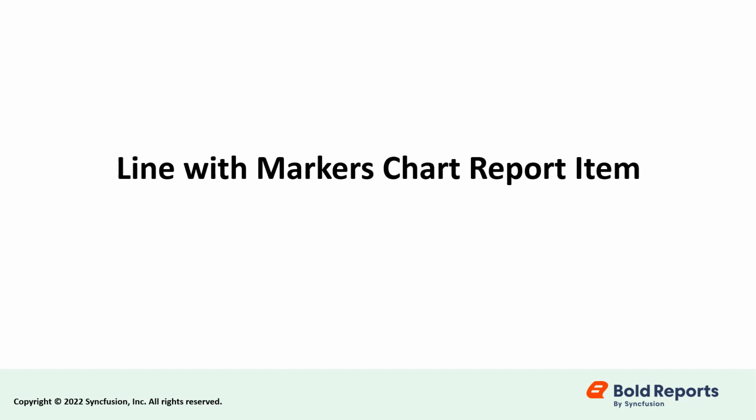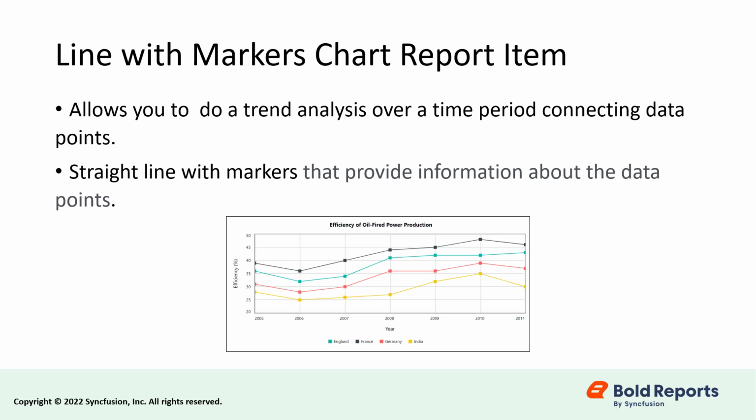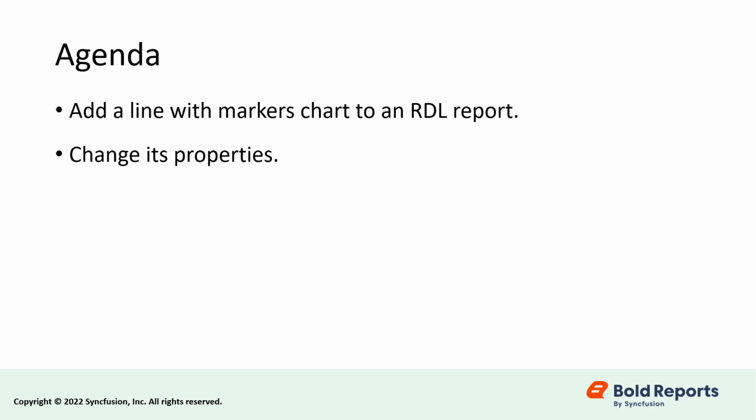Before getting into this video, let me give a small introduction. The line with markers chart allows you to do a trend analysis over a time period connecting data points. It is a straight line with markers that provide information about the data points. In this video, we will see how to add a line with markers chart to an RDL report and how to change its properties.